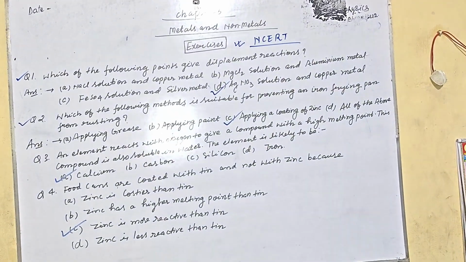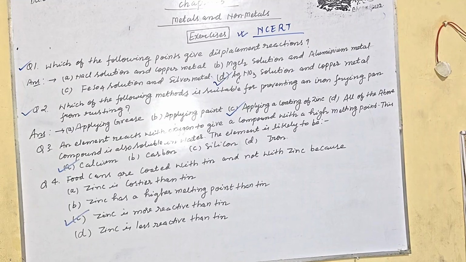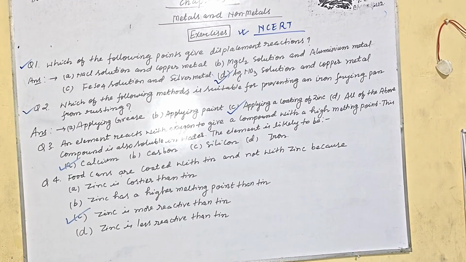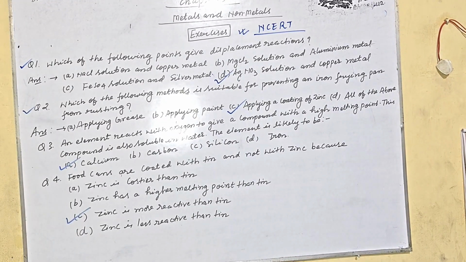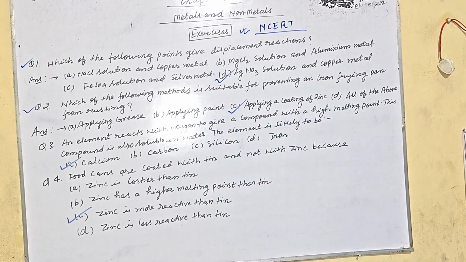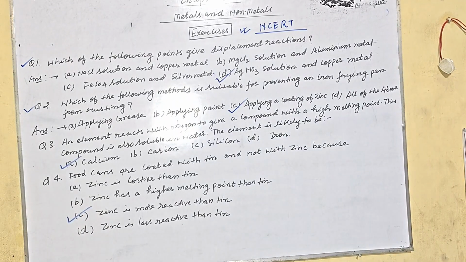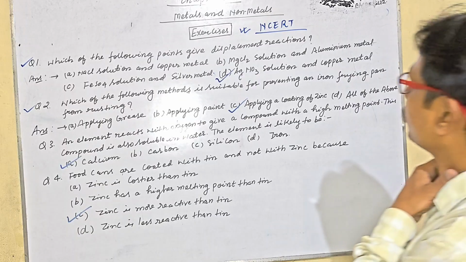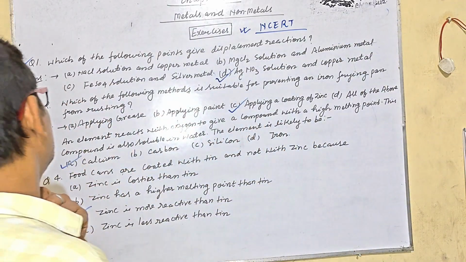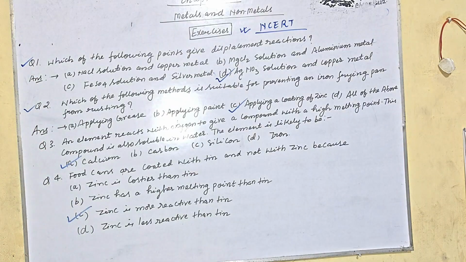Moving to the fourth question, I am going to discuss question number three again. An element reacts with oxygen to make a compound with a high melting point. This compound is also soluble in water. The element is likely to be calcium, because calcium oxide, that is lime, has a high melting point and is soluble in water. But carbon dioxide is a gas, and silicon oxide and iron oxide also have high melting points, but these are insoluble in water.